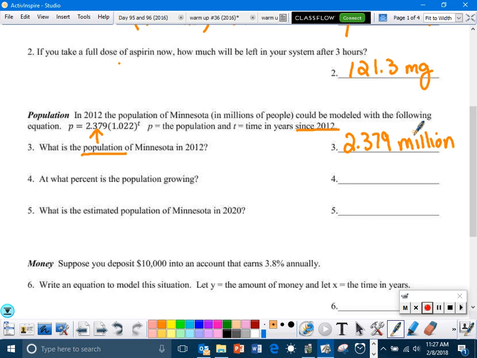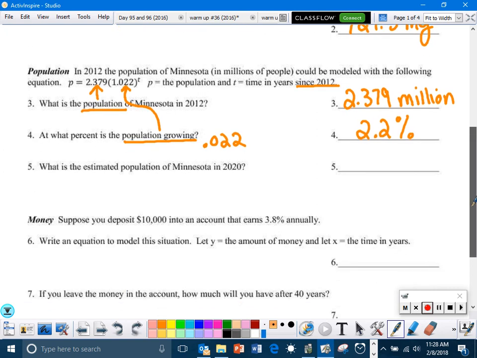Number 4, at what percent is the population growing? This is where we want to look at what's behind the decimal. We do not want to include the 1. Remember, the 1 is holding the value of the population, but then we're increasing it by a certain percent. So if we drop the 1 off, we have the decimal 0.022. Change that to a percent, multiply by 100, and that would be 2.2%. Make sure you put the percent symbol on it.